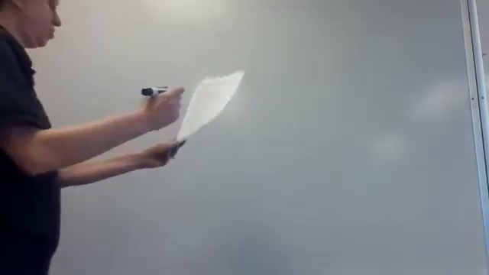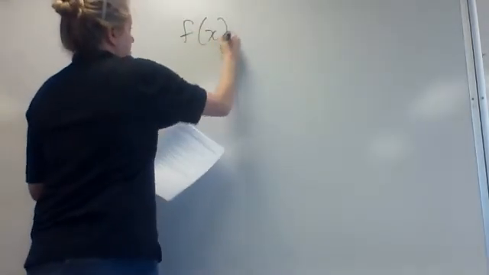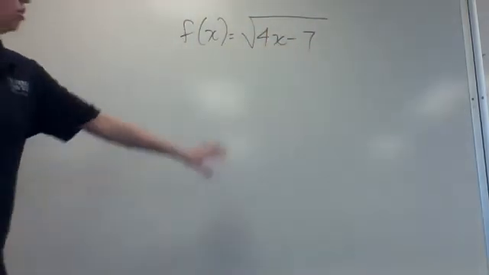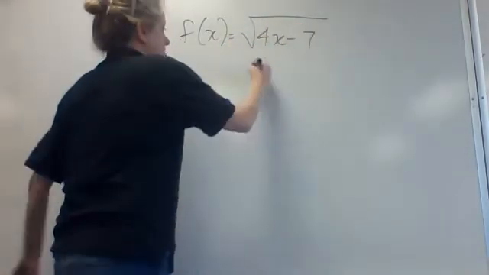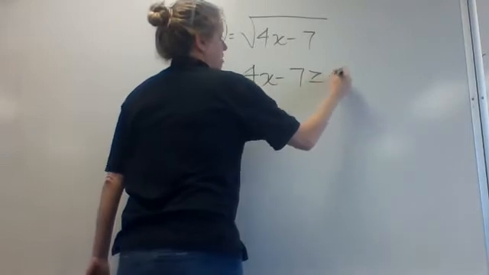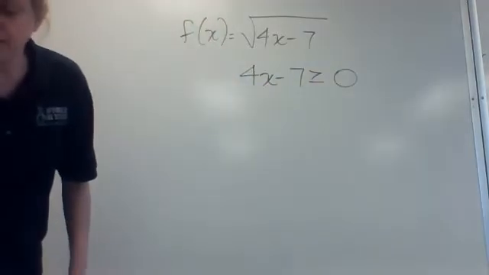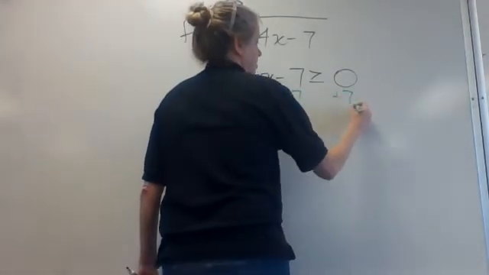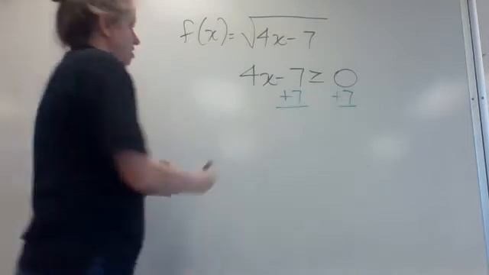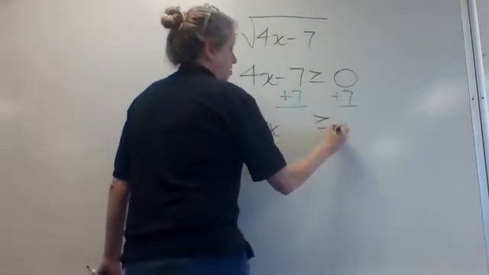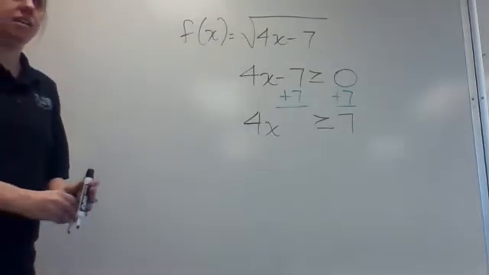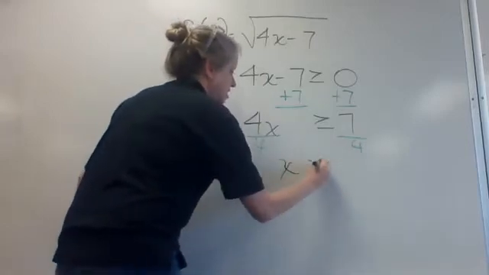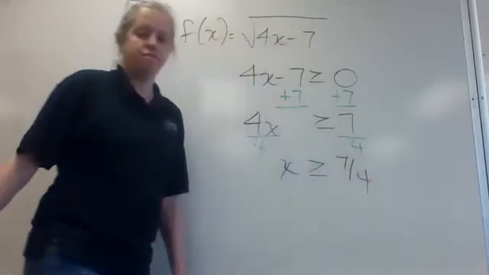So f of x equals the square root of 4x minus 7. So what's underneath here, which is that 4x minus 7, needs to be greater than or equal to 0. So that's how you're going to set it up, and then just isolate that x. So here I'll need to add 7. So I've got 4x is greater than or equal to 7, and then divide that by the 4. So x is greater than or equal to 7/4.